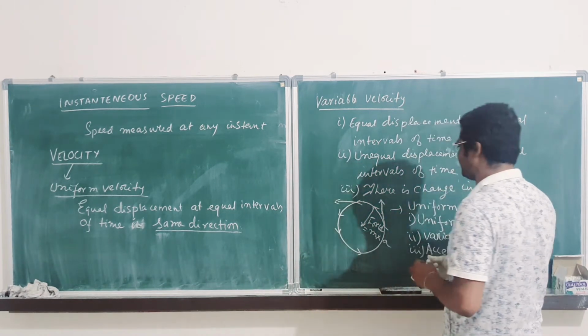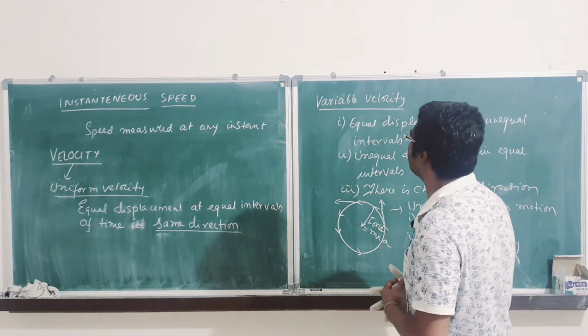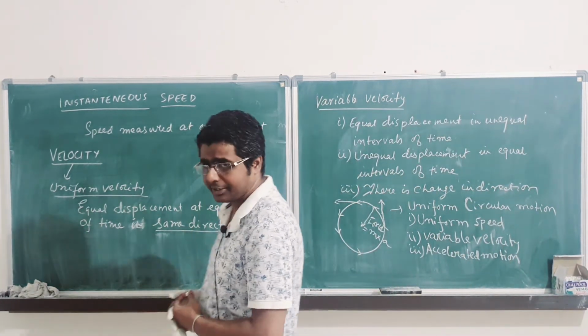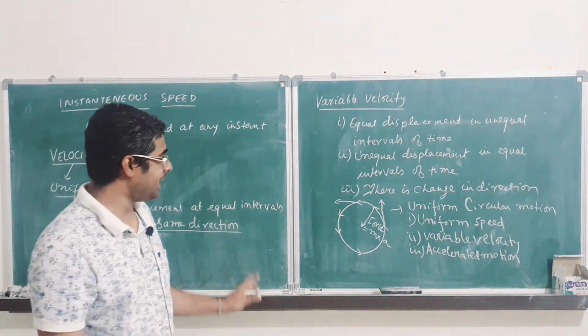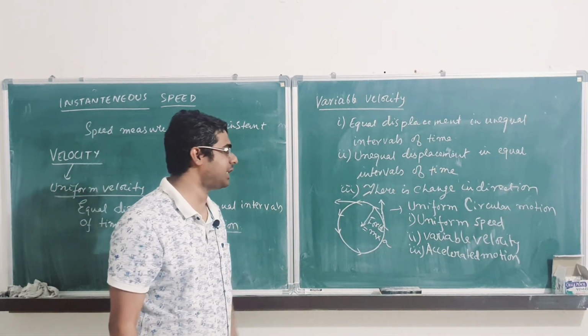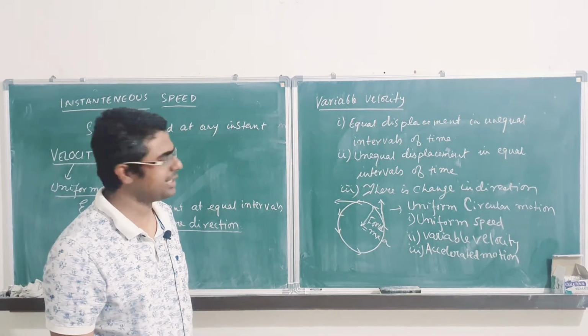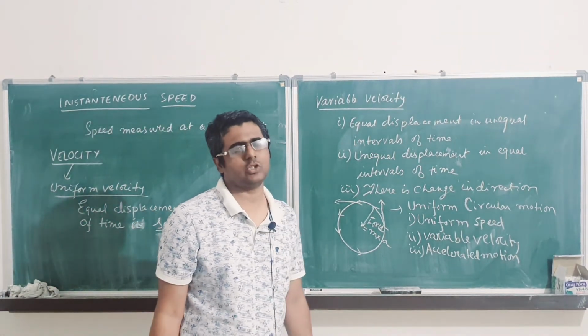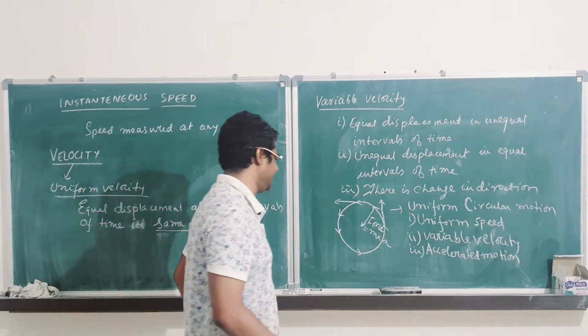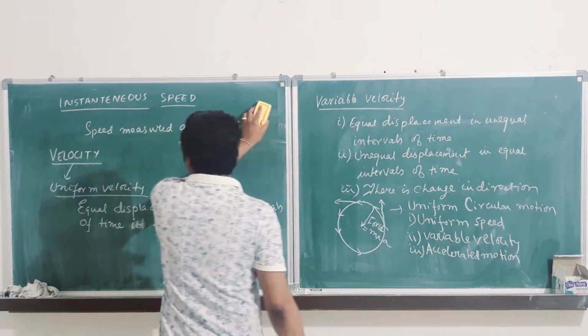Sorry for this interruption. Anyways, we have learnt about variable velocity, accelerated motion in variable velocity, and a very important example, uniform circular motion, which has uniform speed and variable velocity, and it is also an accelerated motion. Is that clear? Now I'll rub this.